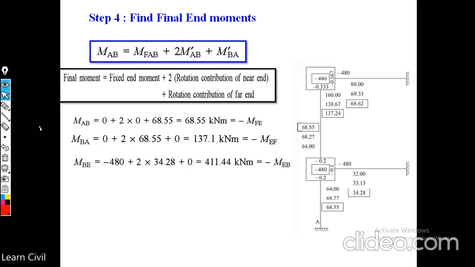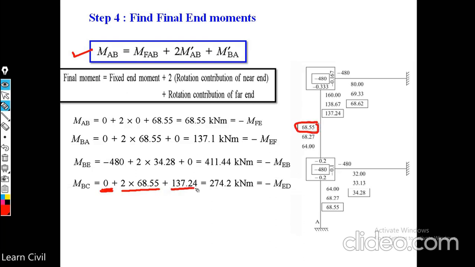And the final end moment for BC is equal to the fixed end moment. We will be using this formula. Fixed end moment, that is 0, plus 2 into rotation contribution at near end, plus rotation contribution at far end. So this is equal to 274.2 kilonewton meter.